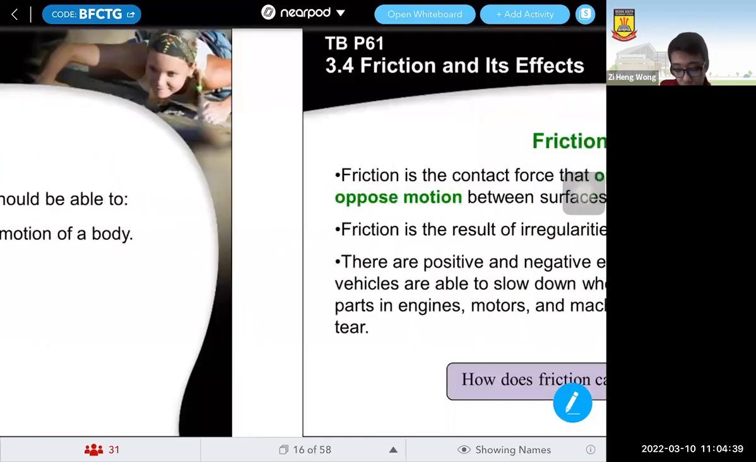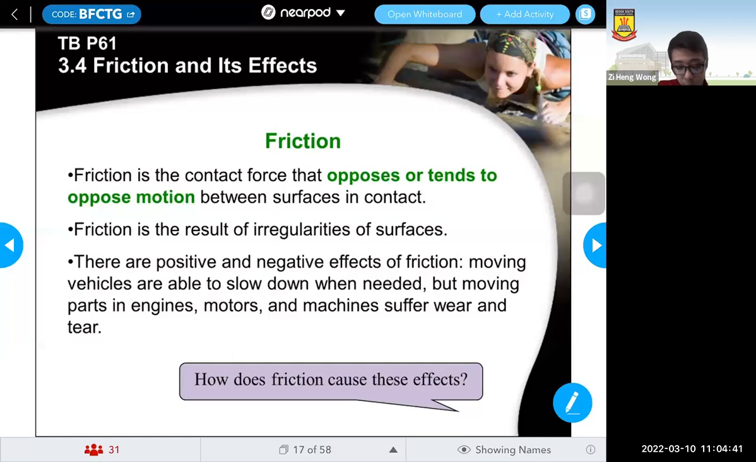Friction is a contact force, meaning you need to be in contact for it to oppose, or tend to oppose, motion between surfaces in contact. It's a result of irregularities in the surface, like it's not perfectly smooth. There are positive and negative effects of friction, like I said. Moving vehicles, for example, are able to slow down when needed.